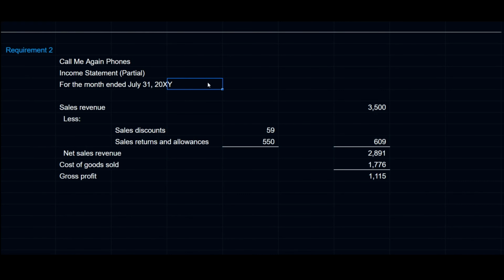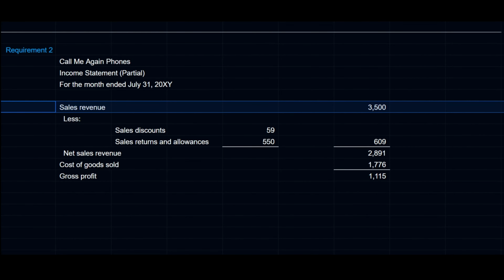There are other periods of time that we find in accounting. It could have been for the quarter ended or the year ended. It could be even more frequent than that, but month, quarter, and annually, so for the year ended, are the most common periods you'll see. Let's take a look at the rest of the partial income statement.